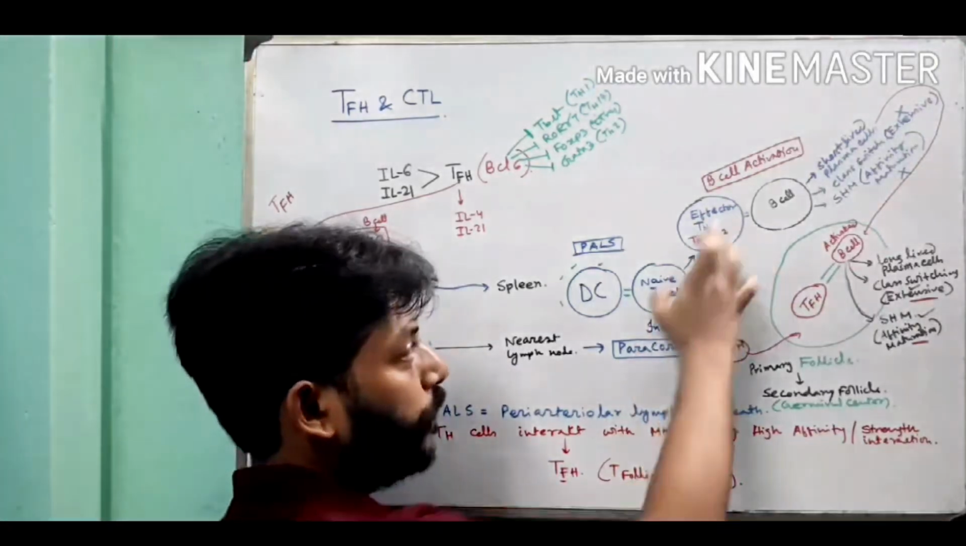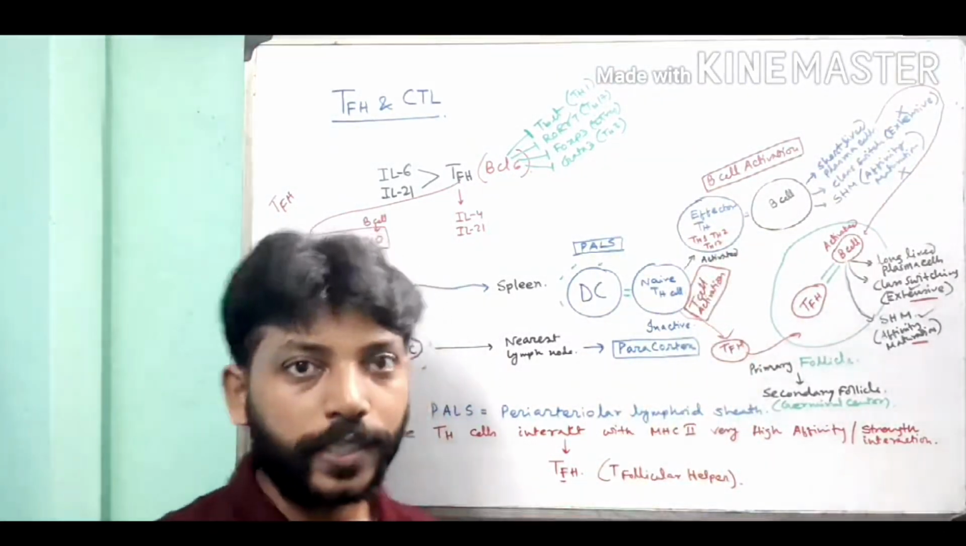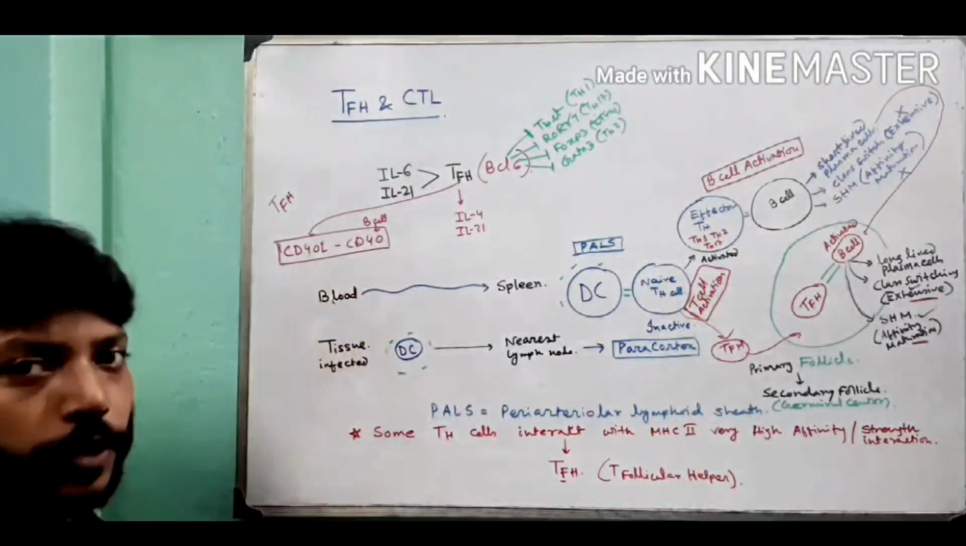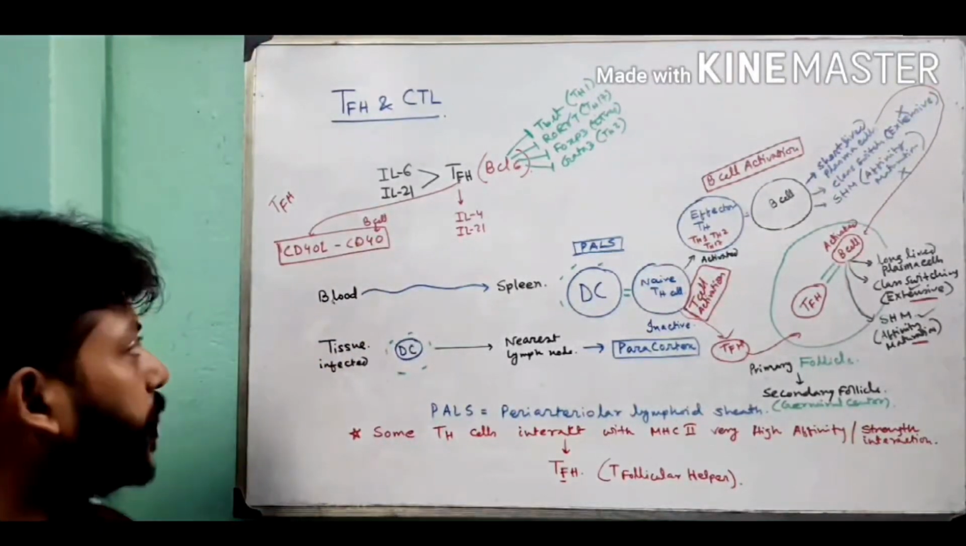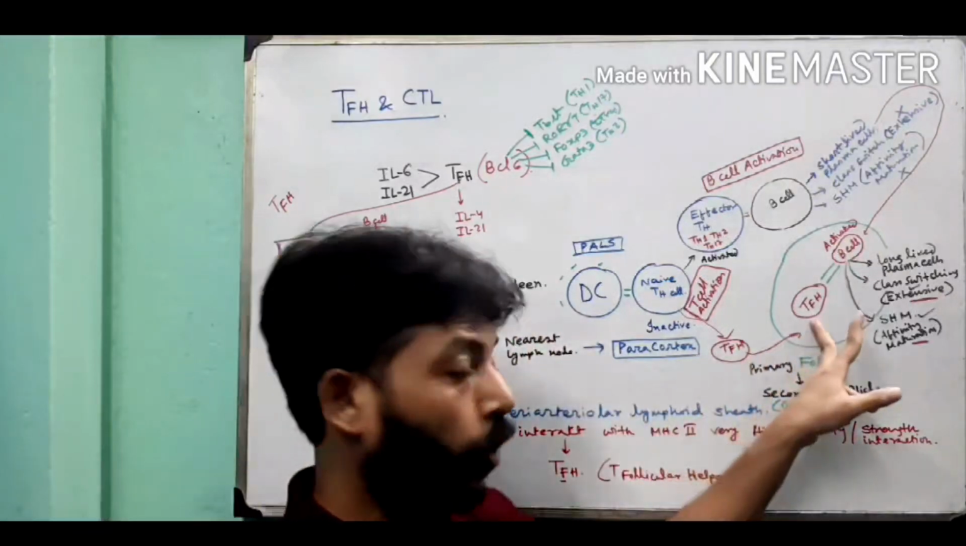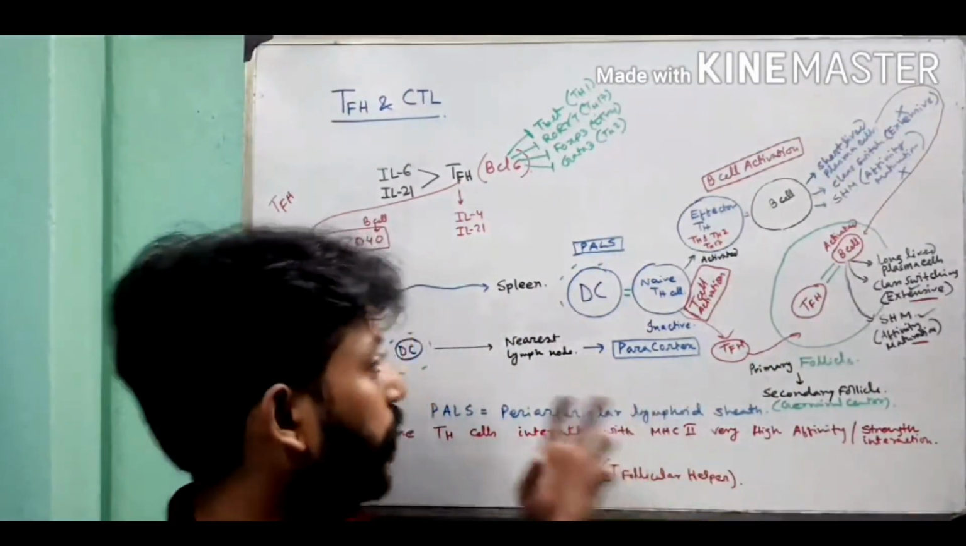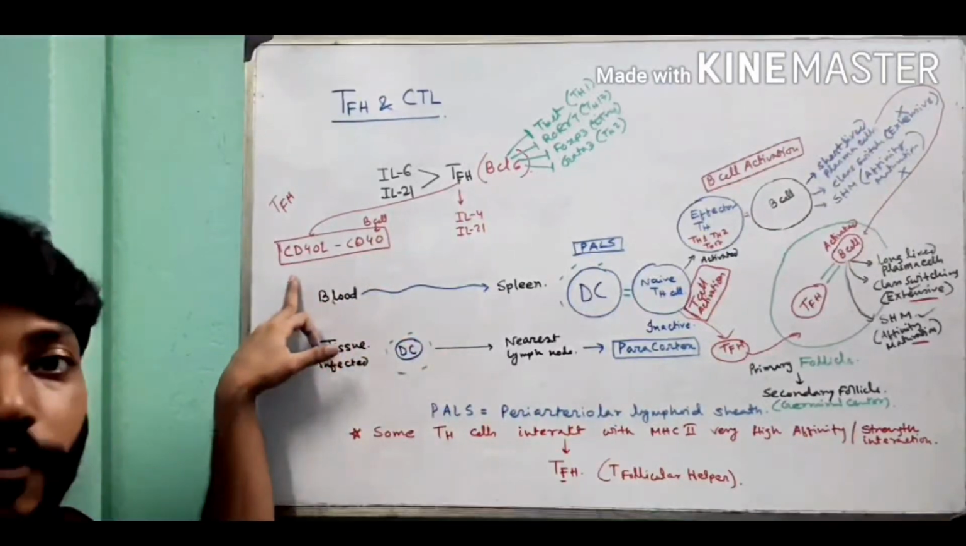Another thing is, in B cell activation, this CD40L and CD40 interaction also occurs. The effector helper T cells also attach to these B cells with CD40L and CD40. So there is also an interaction between CD40L and CD40. But T follicular helper cells attach with CD40 another time, with CD40L.